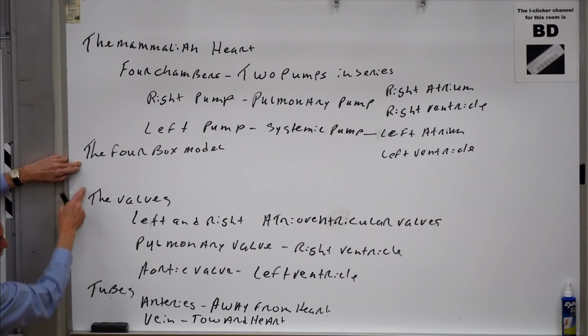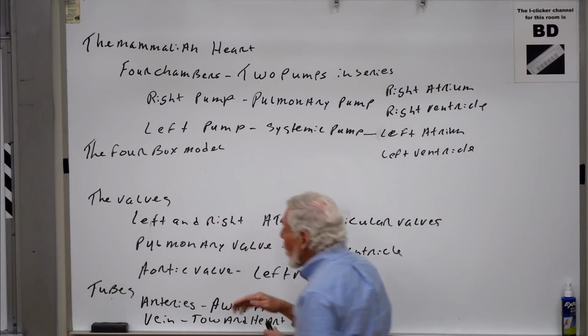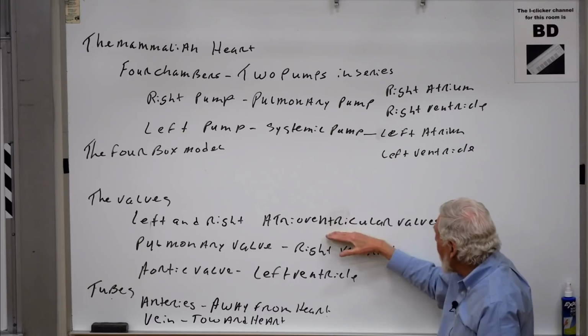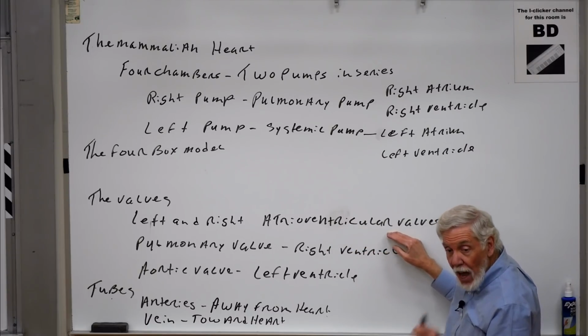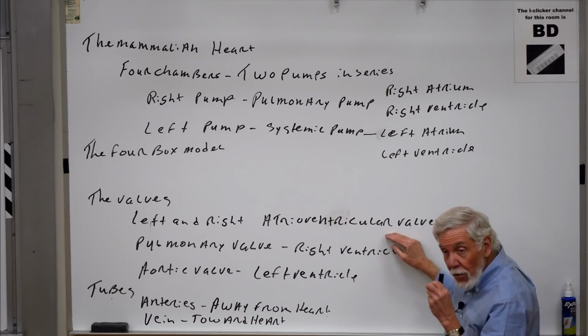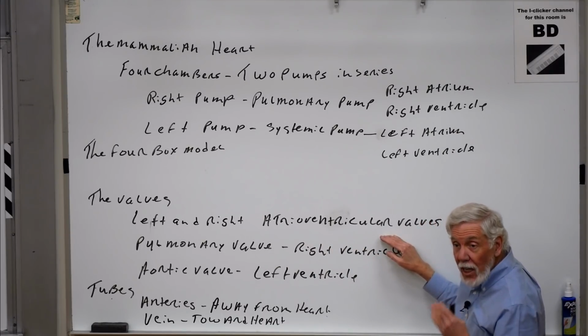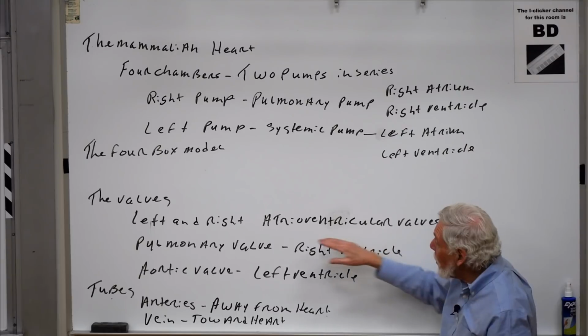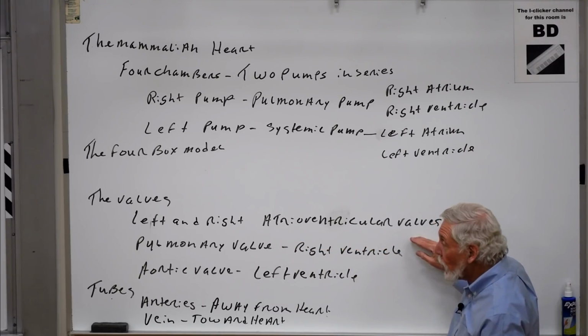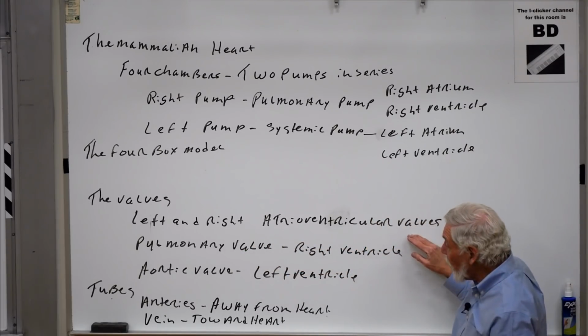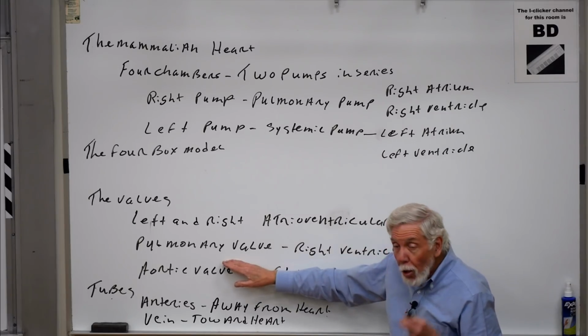In the 4-box model, we're going to find that there is a left and right atrioventricular valve. There's a valve between the atrial chamber and the ventricular chamber, and we'll call these atrioventricular valves. There are some other more arcane names we'll walk through, but if you hold on to atrioventricular valves, left and right, that'll be fine. And then there's going to be a pulmonary valve.